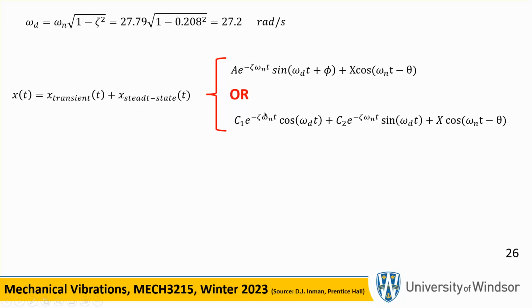Or you can write it as a constant times e to the this exponent times cosine, plus another constant. In one of the earlier examples, I could have called this A1 and A2, or constants C1 and C2. It really doesn't matter. So you can do it like this, or you can do it like that, whichever is convenient for you.